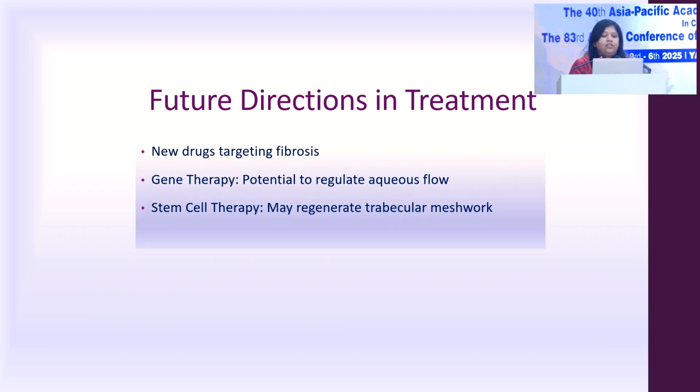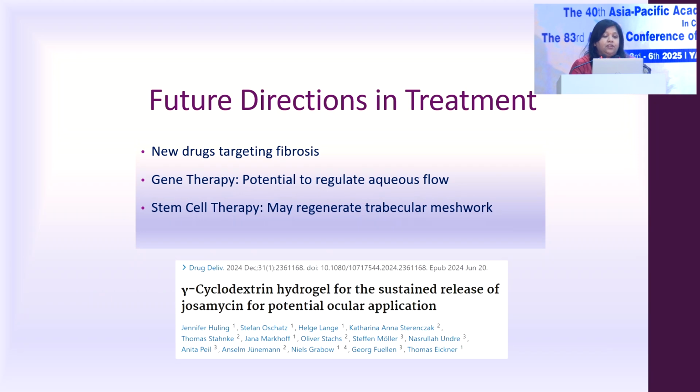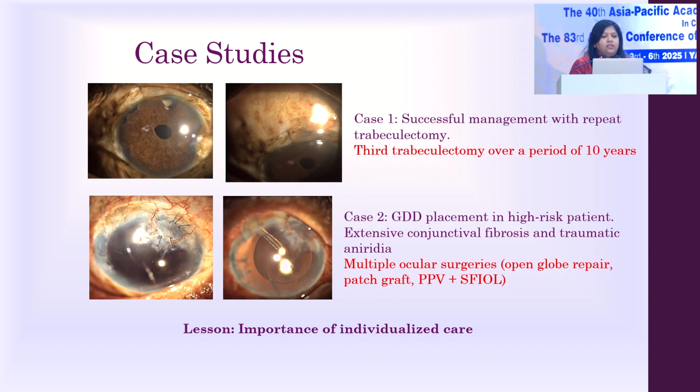Future directions: new drugs targeting fibrosis are on the anvil. There is gene therapy and stem cell therapy, again at very nascent stages. And these are just 2 case studies. One is the successful management with a repeat trab. In this case, we had done a third trabeculectomy over a period of 10 years, and it still worked. So you may not give up. Many senior people who have done trabs for many years would also say, yes, you can do it.